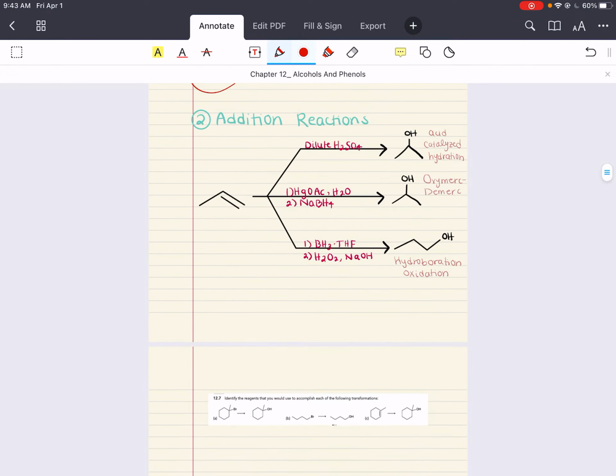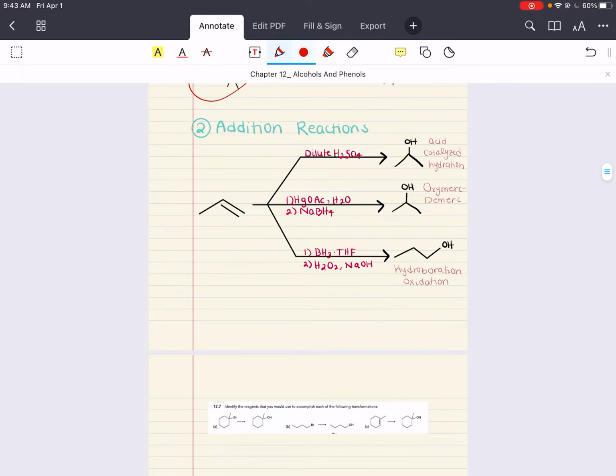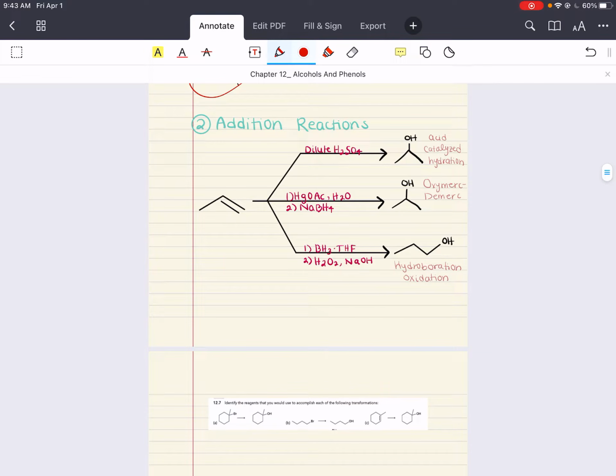Now for addition, if you remember in chapter 8, we covered 3 ways to add a hydrogen and an alcohol group to both sides of a double bond. These 3 techniques were acid-catalyzed hydration, oxymercuration-demercuration, and hydroboration-oxidation.